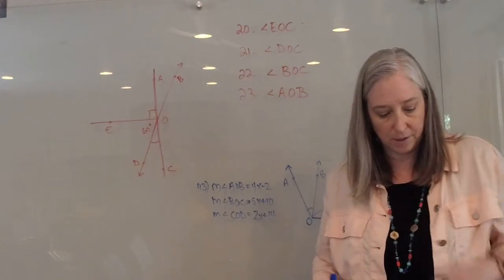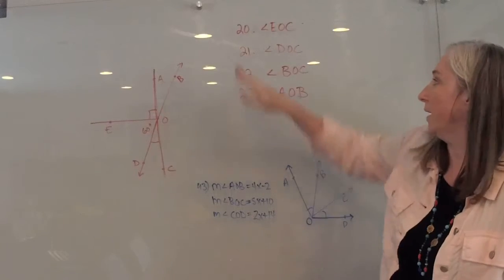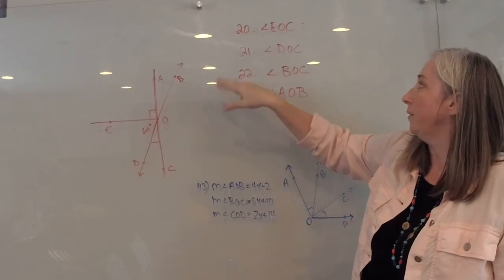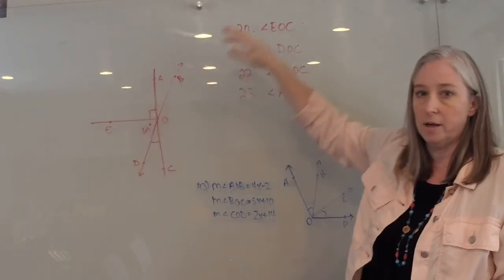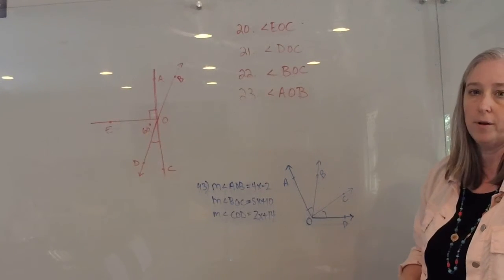Okay, we're back with section 1.6. I went ahead and finished drawing this figure in. We're going to look at 20 through 23. They're asking me to look at this figure and tell the measure of each of these angles. So some of this we've already sort of talked through.